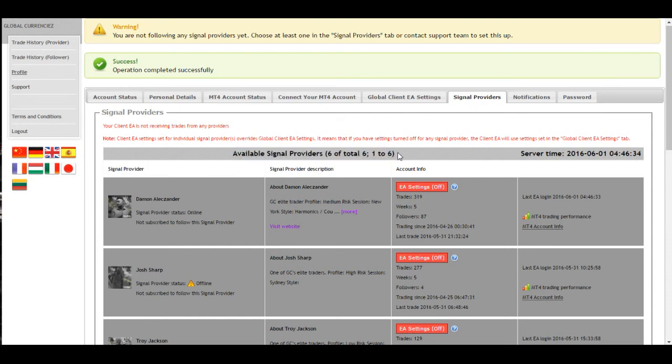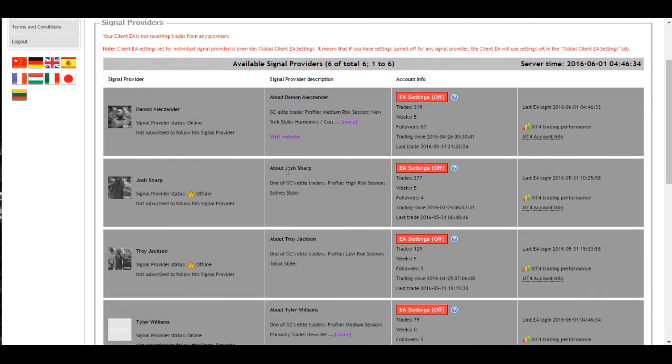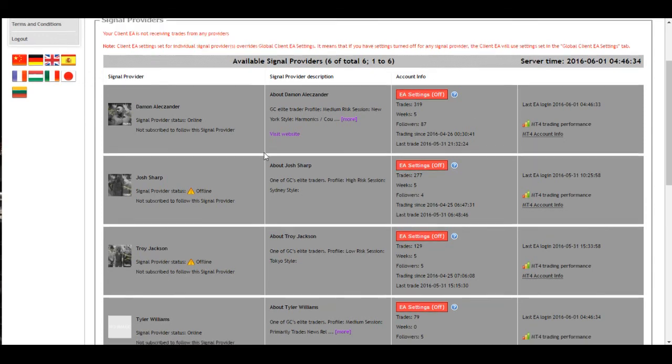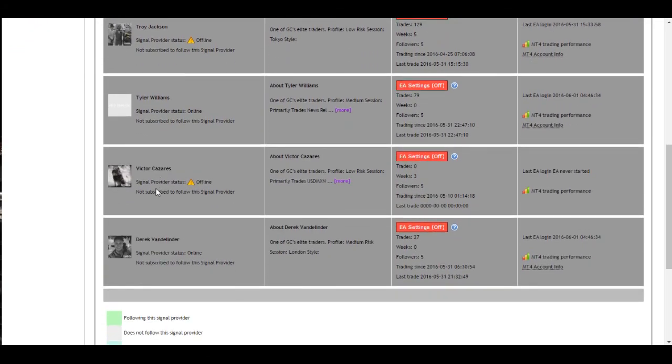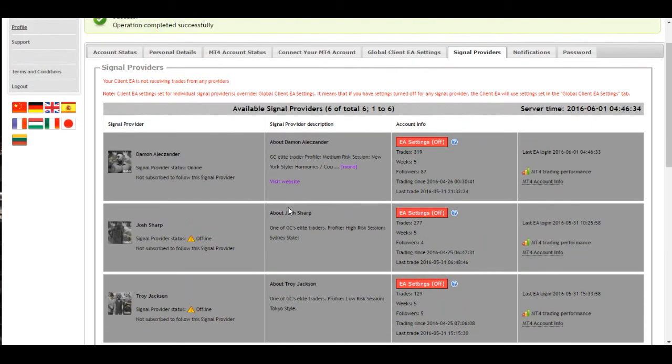Obviously, I just made this account to show you guys, but once this account gets approved, you're going to have the option to follow Troy or not, follow Victor or not. You have the option to decide who you want to accept trading your account, pretty much. And so it just gives you more peace of mind.